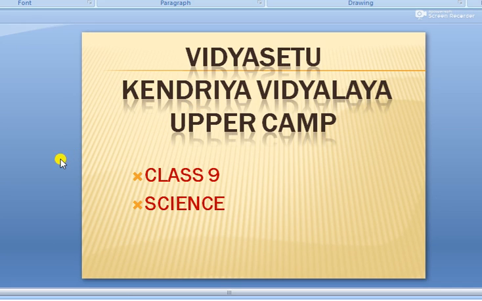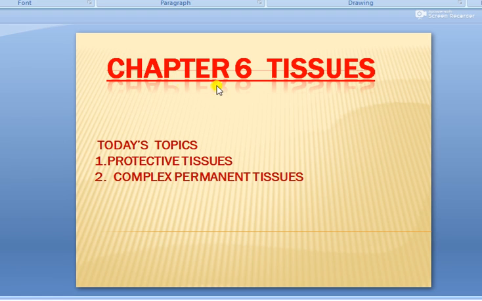Today we will continue with the chapter tissue. In this chapter we have already studied about the types of plant tissue like simple permanent tissue and meristematic tissue. Today we will study the protective tissues and complex permanent tissues. So let's start our class.